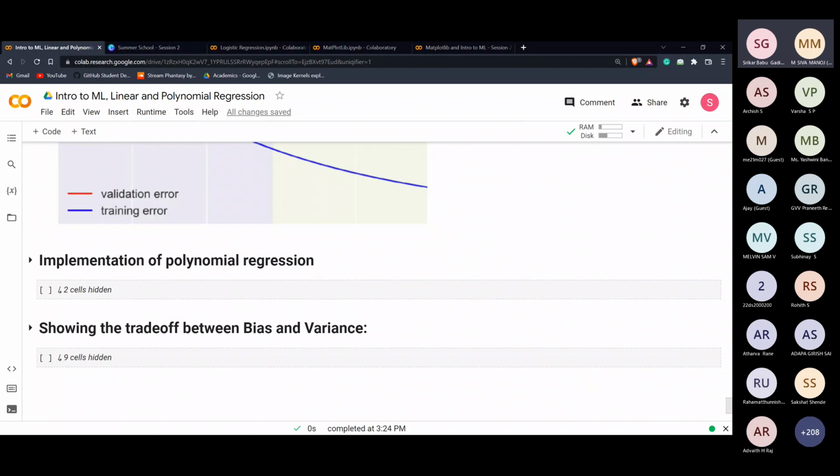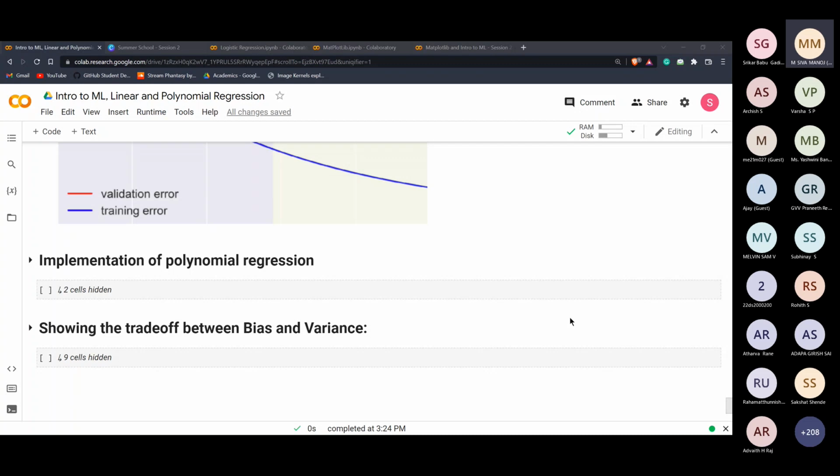Varsha will take care of polynomial regression. Before that, do you have any doubts in polynomial regression's theory? Any doubts in polynomial regression's theory? With implementation, I think you will understand it more clearly. Up until now, any doubts you can ask. Okay, then we'll move on to implementation of polynomial regression. Varsha, go ahead.